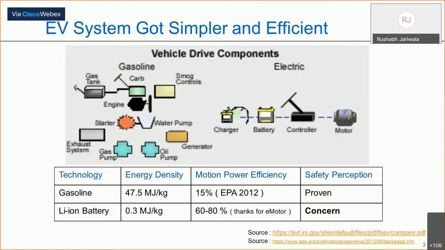Let's say if somebody wants to do servicing and this HV battery is still live, it can turn out to be a very catastrophic event if safety is not taken care of in the design of the vehicle. And the other thing is that the lithium-ion battery's thermal management itself is quite complicated.